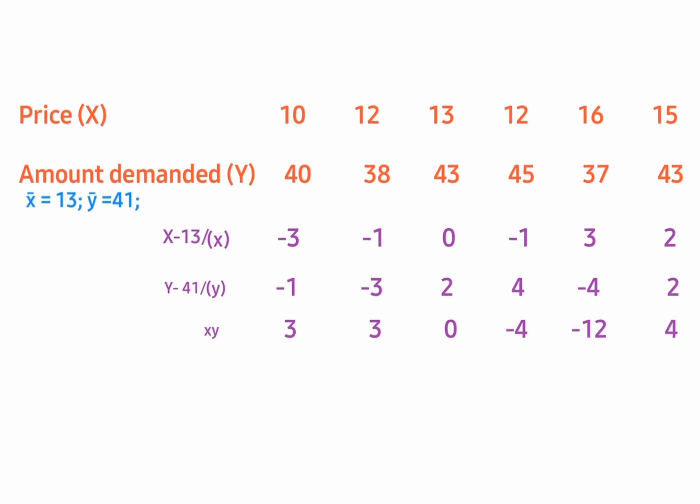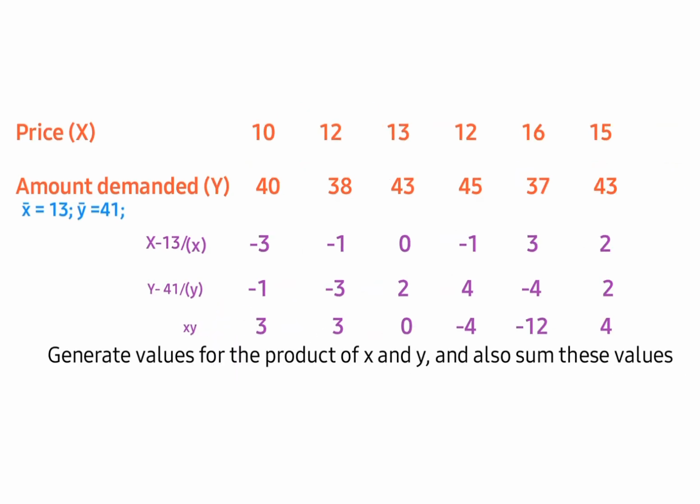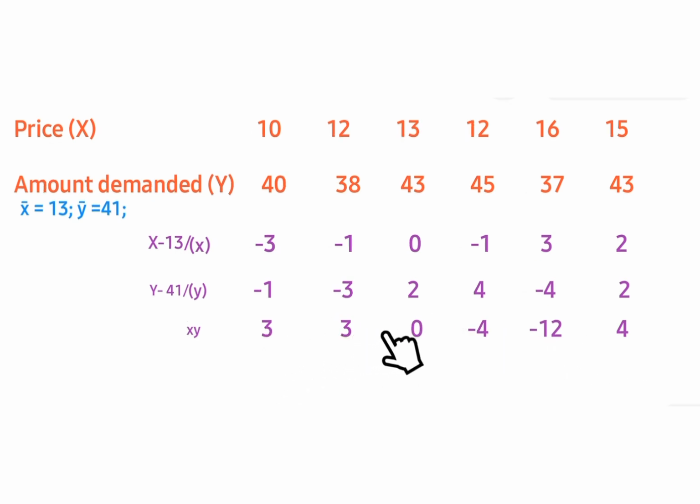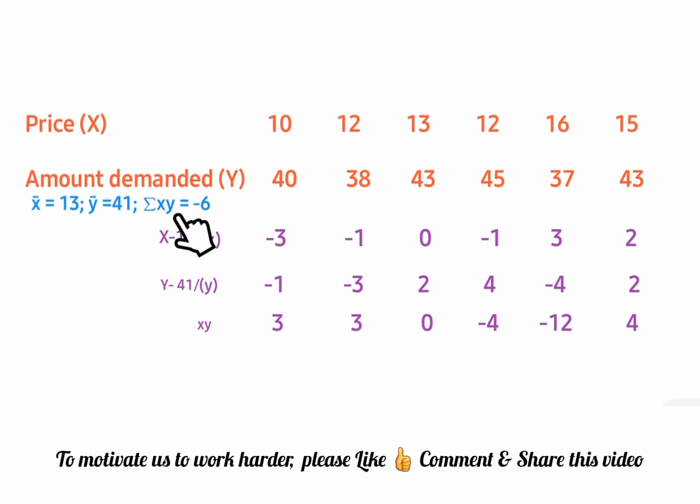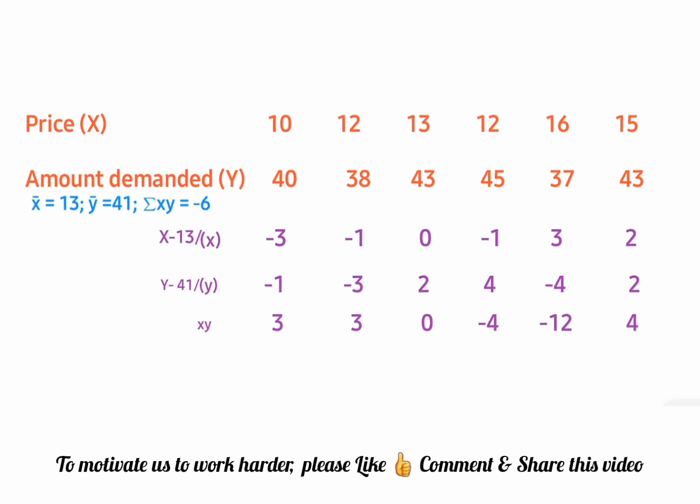So we succeeded in generating values for the product of deviation from the mean of X and the mean of Y. The instruction went further to say, and also sum these values. So we expected to sum these values, right? 3 plus 3 plus 0 plus minus 4 plus minus 12 and lastly plus 4, that gives us minus 6, and we record that now. Summation xy equals minus 6.